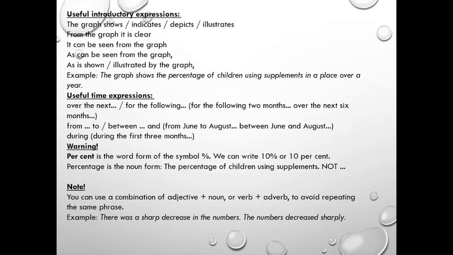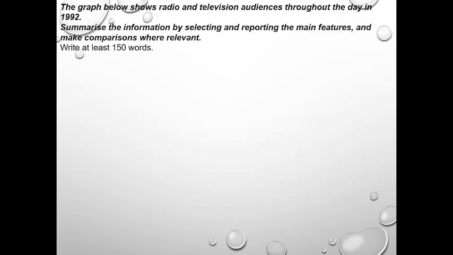Note, you can use a combination of adjective plus noun, or verb plus adverb, to avoid repeating the same phrase. For example, there was a sharp decrease in the numbers, or the numbers decreased sharply. Also, guys, here I prepared for you some examples, like: the graph below shows radio and television audiences throughout a day in 1992. You should summarize the information by selecting and reporting the main features and make comparisons where relevant. You should write at least 150 words.